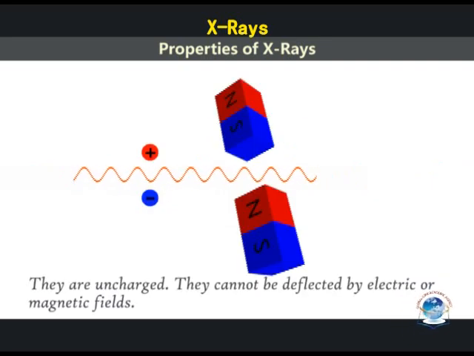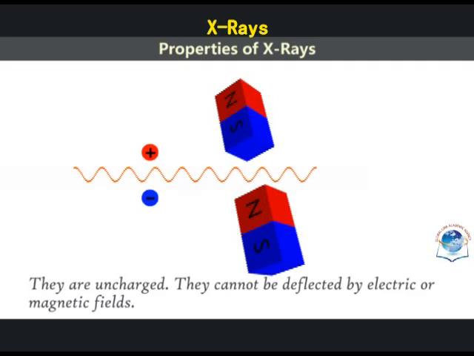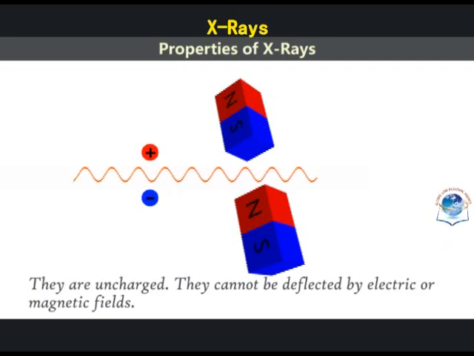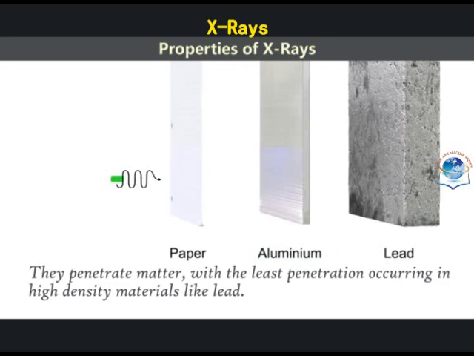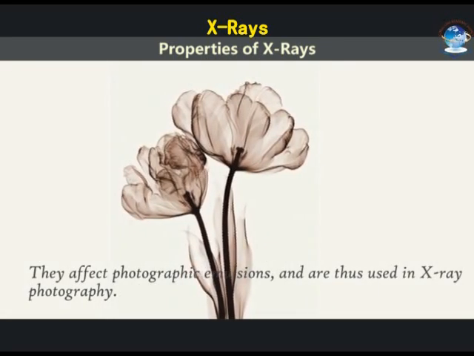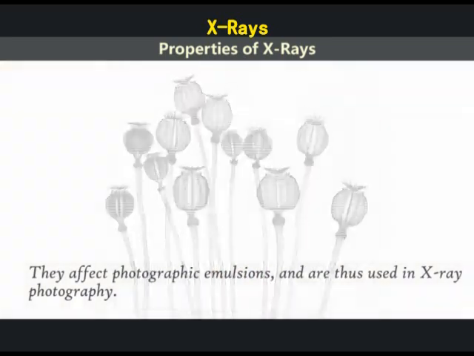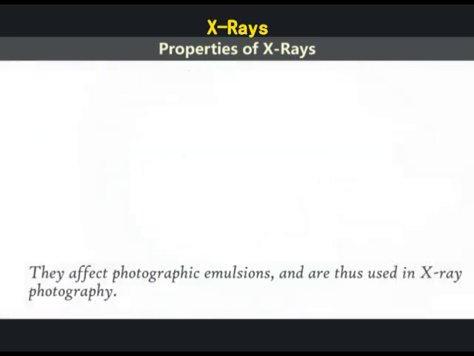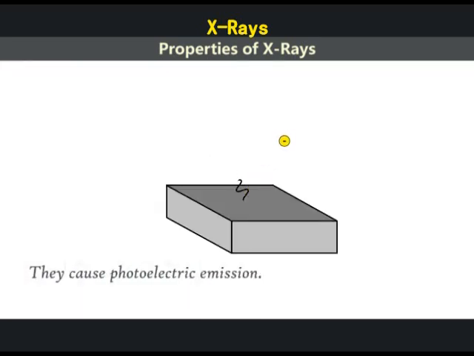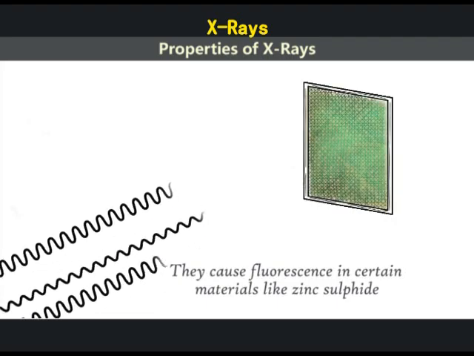They are not charged, so they cannot be deflected by electric or magnetic fields. They penetrate matter with the least penetration occurring in high-density materials like lead. They affect photographic emulsions and are therefore used in X-ray photography. They cause photoelectric emission. They also cause fluorescence in certain substances like zinc sulfide.